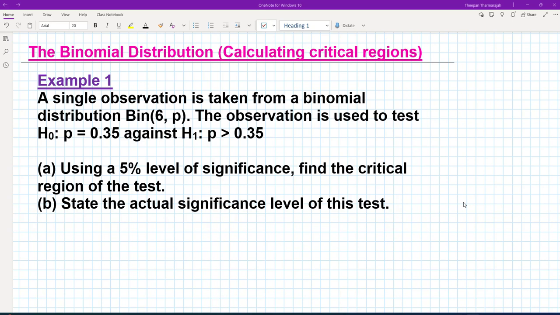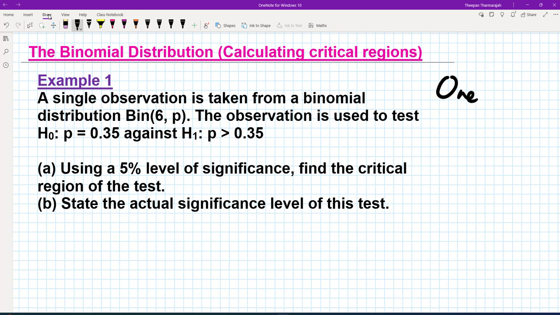Part A, using a 5% level of significance, find the critical region of the test, and Part B states, state the actual significance level of this test. So what we do now is we say it's a one-tail test. We write down the significance level, so alpha is 0.05. And what we want, because it's this greater than, we write it in a special way.